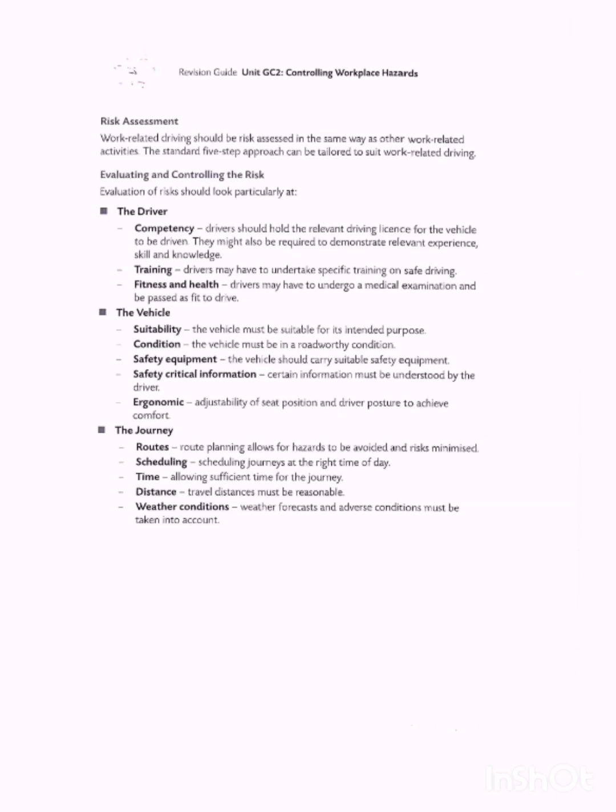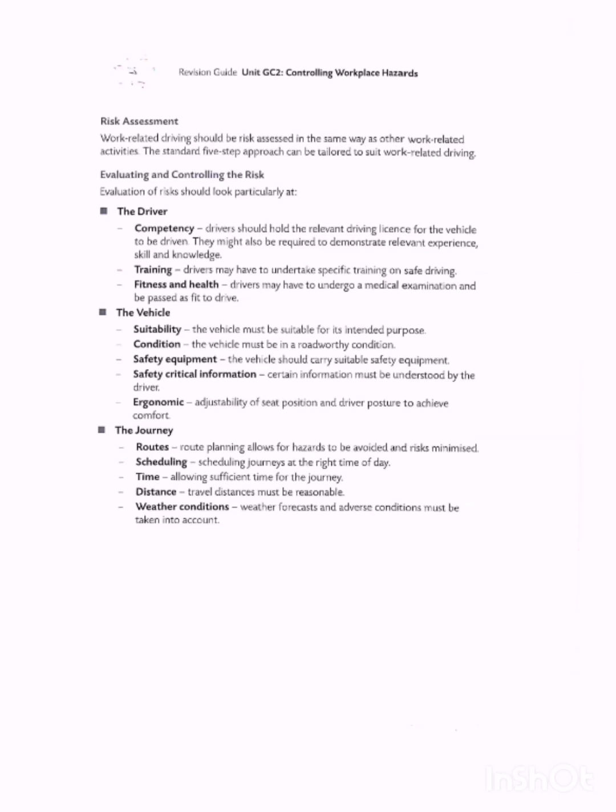Then the vehicle safety equipment: the vehicle should carry suitable safety equipment. Let's say the first aid kit in this vehicle, or the lashes in the vehicle, or the fire extinguisher in the vehicle, or the spare tires, or the jack tools. So the vehicle should always have all of those things. Then you're talking about the vehicle safety and critical information. Certain information must be understood by the driver. So the driver should understand most of this vehicle, the sound that the vehicle can produce, that you know that this is a risk, this is a risk assessment, right?